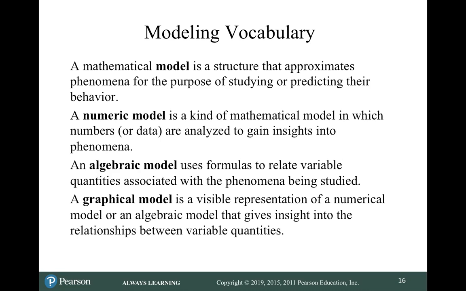And then we have our graphical model. That one's a little bit easier to think of right offhand. That's when we have graphs, but it also means other types of imagery. So anytime we're drawing a picture in order to understand a problem, that is a graphical model. You can also say graphic model, but graphical model is more common.